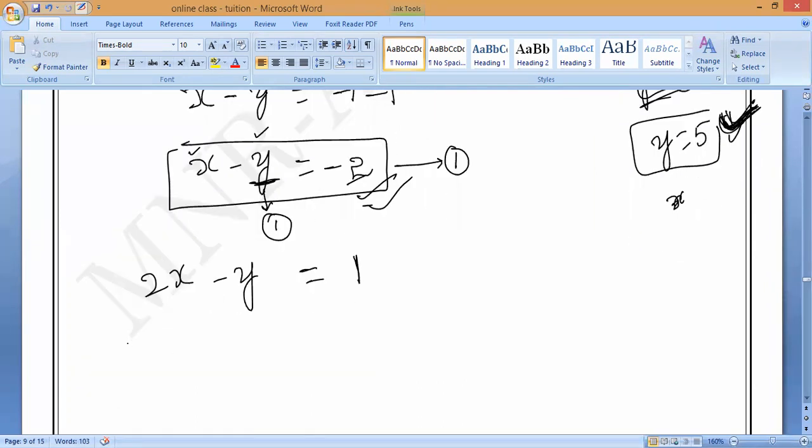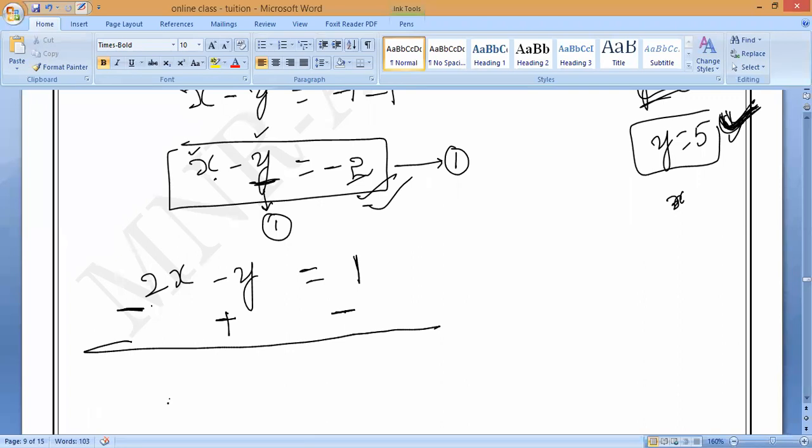2x minus y equal to 1. So, which operation do we want to do here? By elimination? Minus means subtraction. Minus plus 2x becomes minus 2x, minus y becomes plus y, plus 1 becomes minus 1. Minus 2x, how much? X minus 2x?